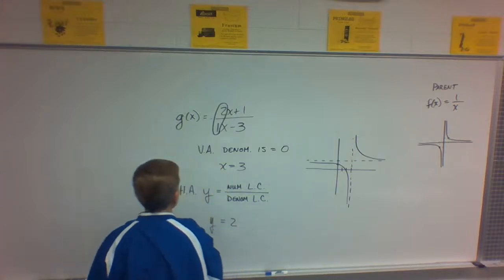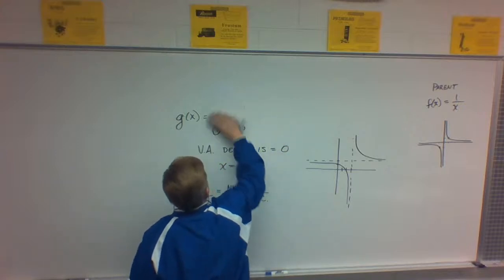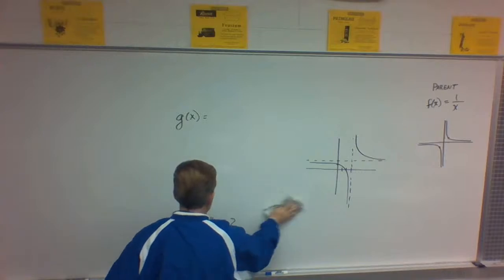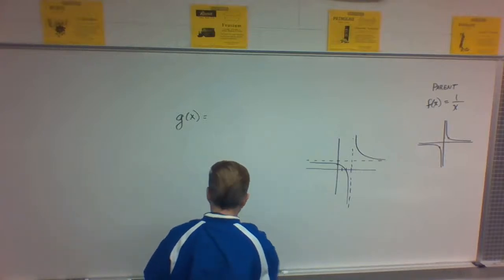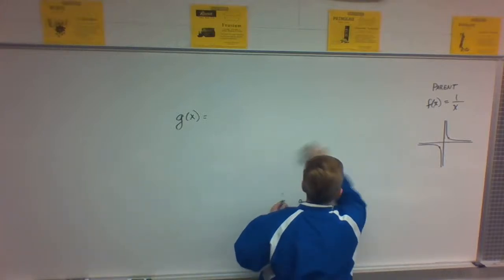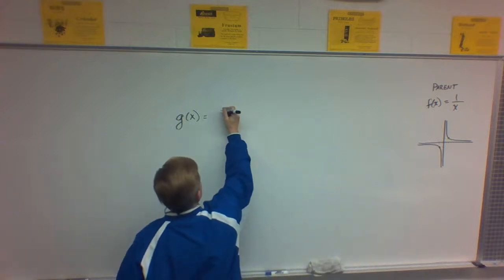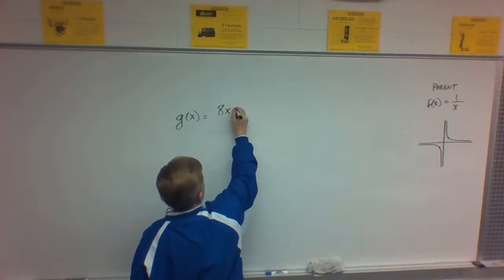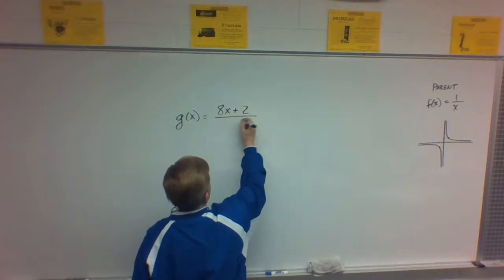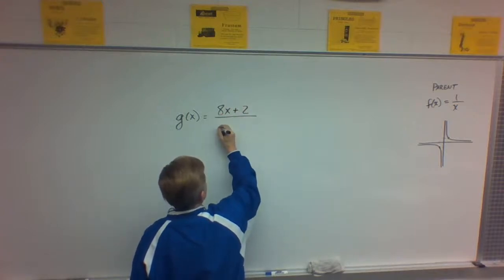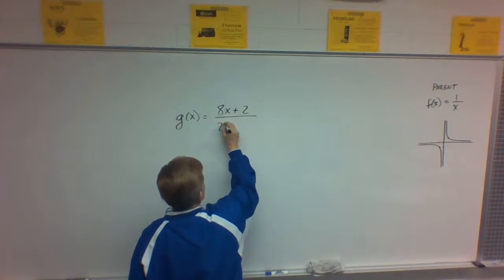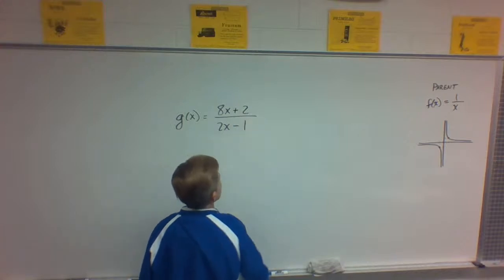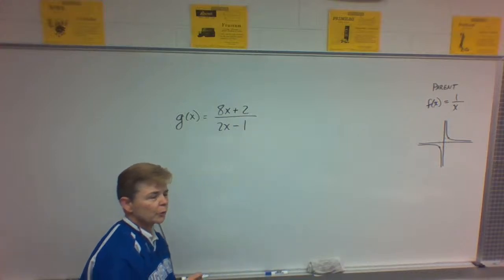Okay? Let's try that. Let's get another g function. I'm going to erase these rules and see if you can tell me where the asymptotes belong on this. If I have 8x plus over 2x minus 1. Which one do you want to find first?